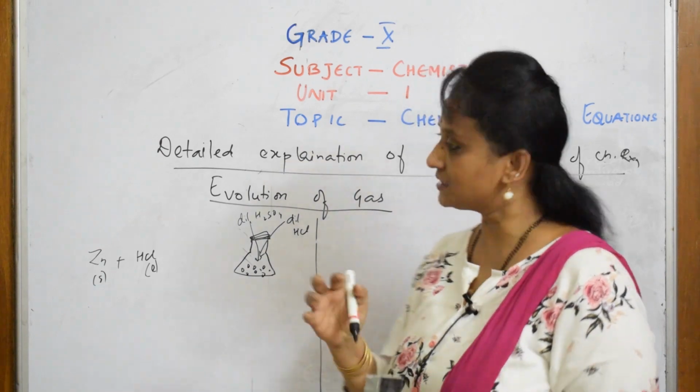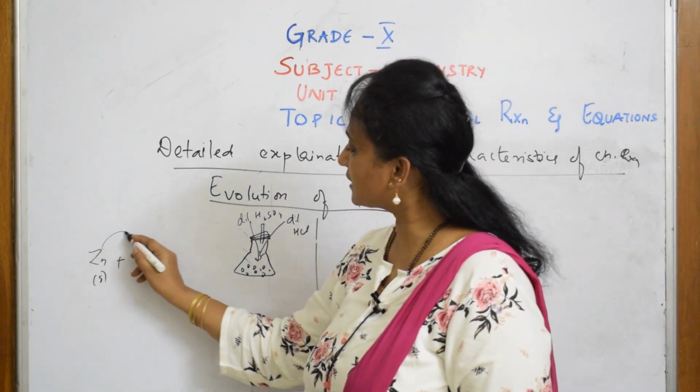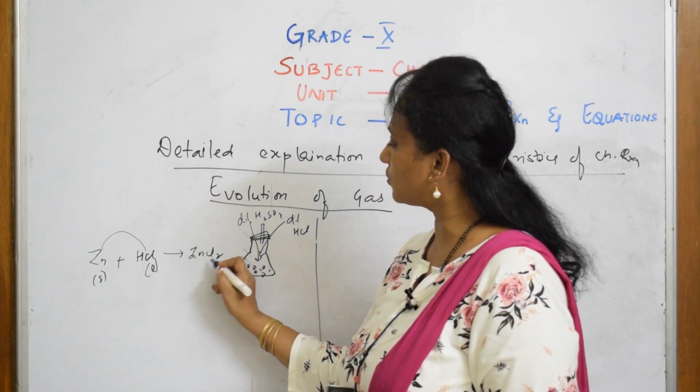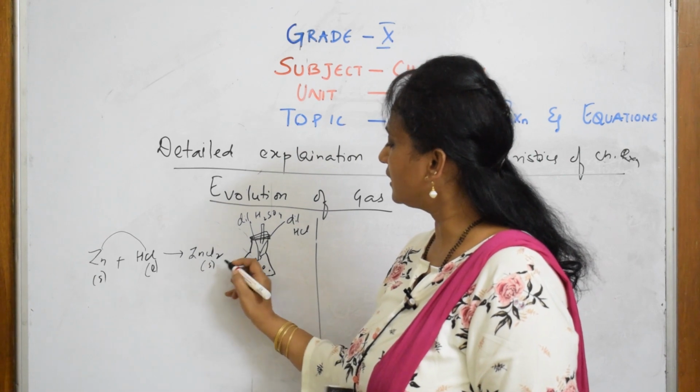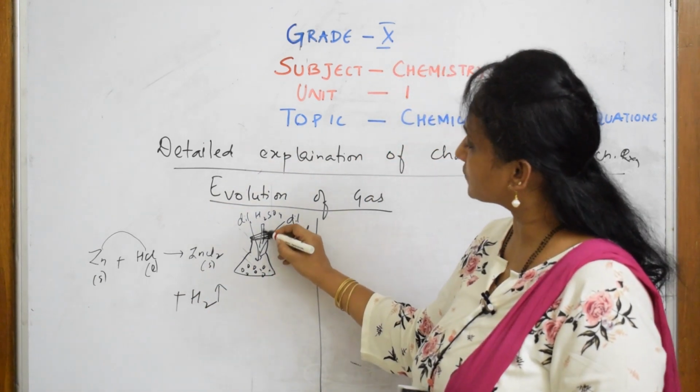Cork means you're going to seal it and you're going to observe it. What are you going to see? Zinc reacts with chlorine and it forms zinc chloride, that is a salt. Along with this is a solid. Along with this, there is an evolution of hydrogen gas. So hydrogen gas is evolved from here.